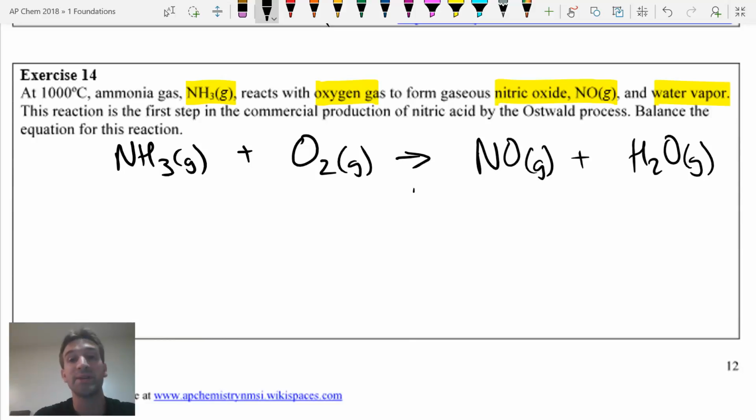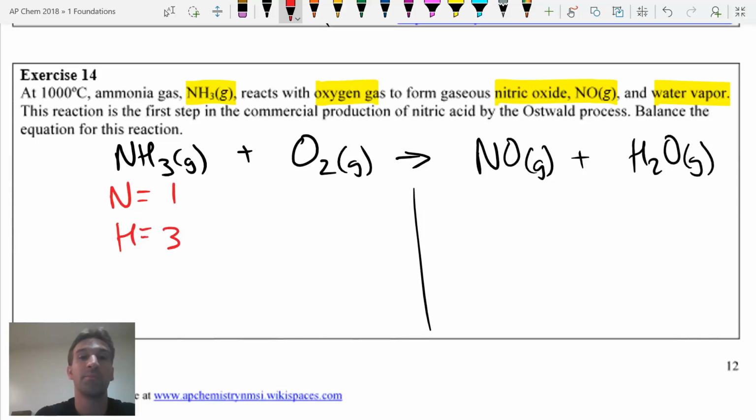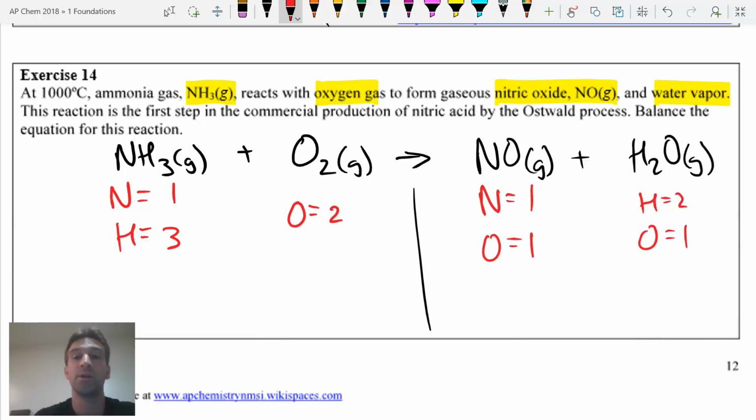Now we're going to follow the same process as last time. What we're going to do is count up how many of each element we have underneath the compound. Nitrogen, hydrogen, 1, 3. Oxygen, 2. On the product side, nitrogen, 1, oxygen, 1. Hydrogen, 2, and oxygen, 1.